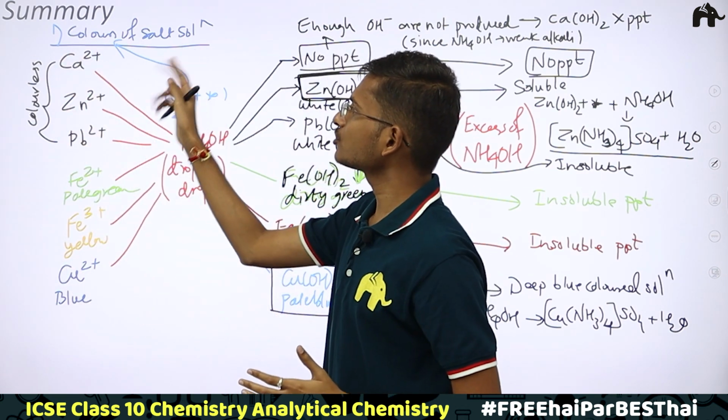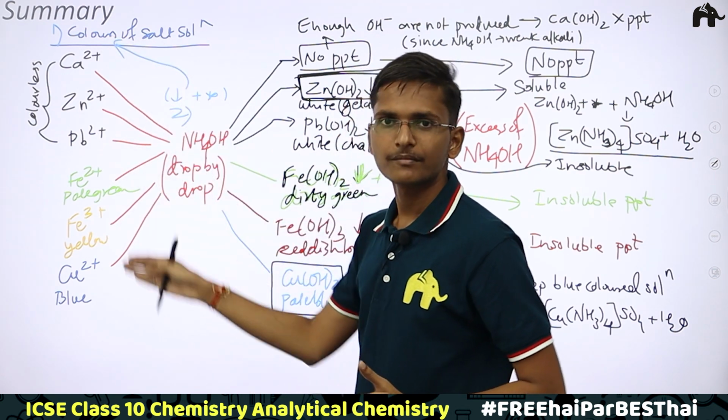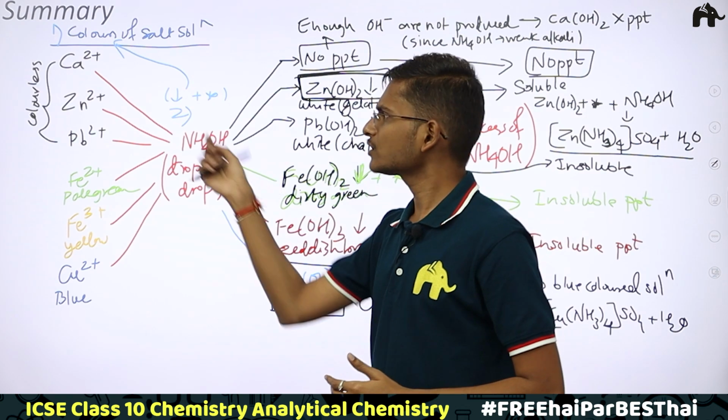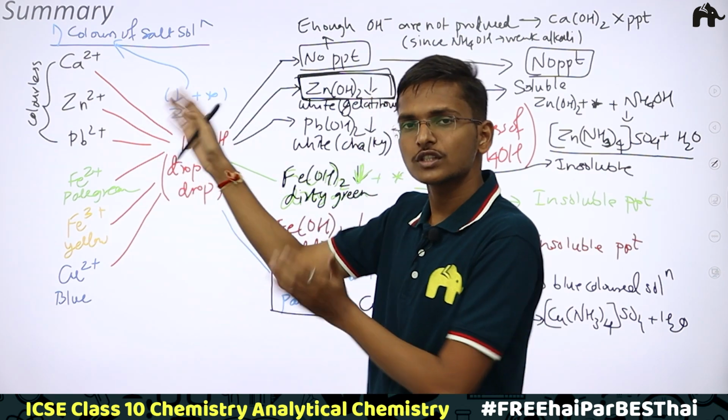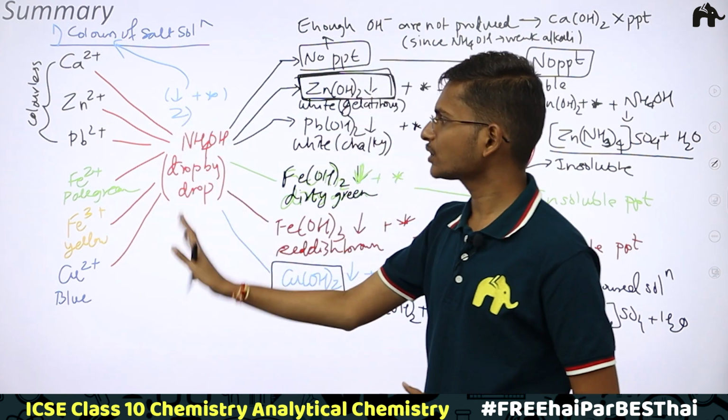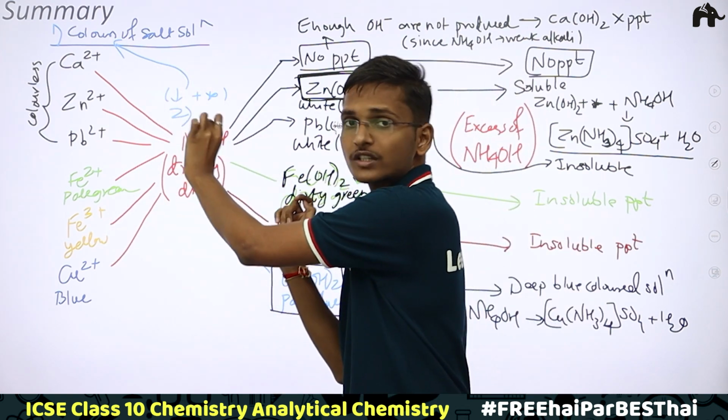The colors of the salt solution remain exactly the same for NaOH as well as for NH4OH, because we are not using some other salts, we are using the same salts. So the salt solutions' colors are also exactly the same. Now let's move on to the second point.